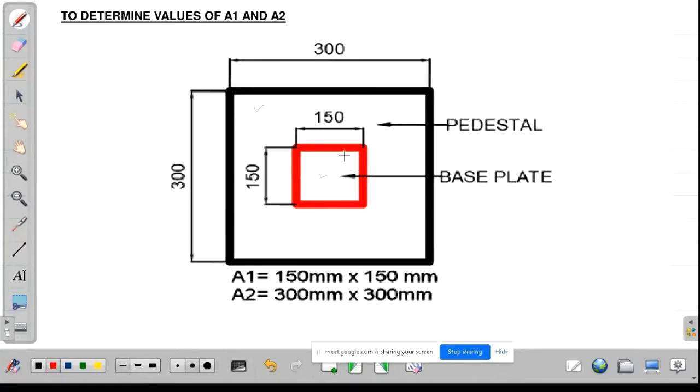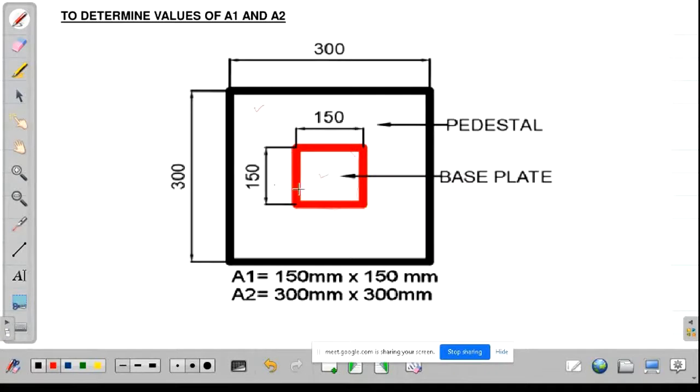So, pag square ang pedestal mo, square din ang base plate mo, yung area 1 natin is yung area in contact between the pedestal and base plate. Yung ating area still concentrically bearing. So, yung in contact na area is yung area ng base plate, di ba? Yan yung maximum na in contact between the base plate and then the pedestal. So, yung area mo magiging 150 by 150.